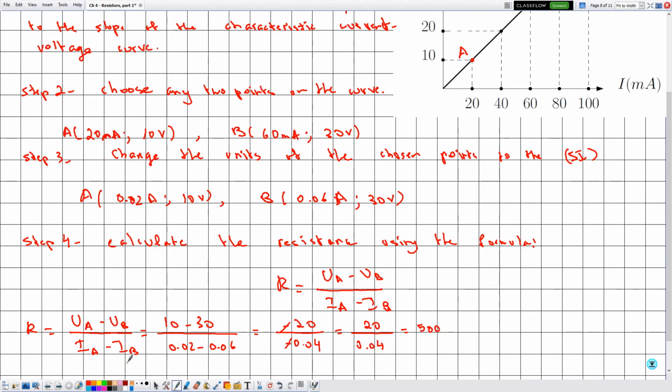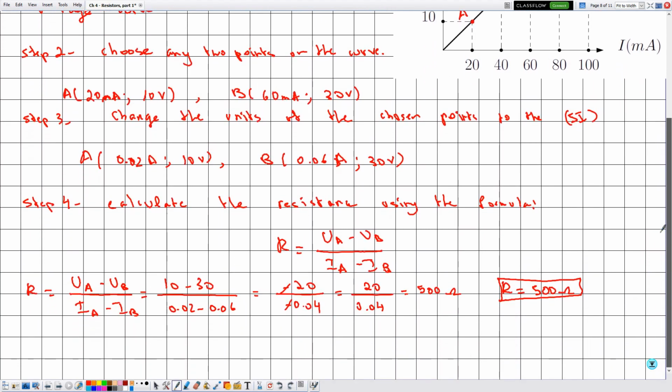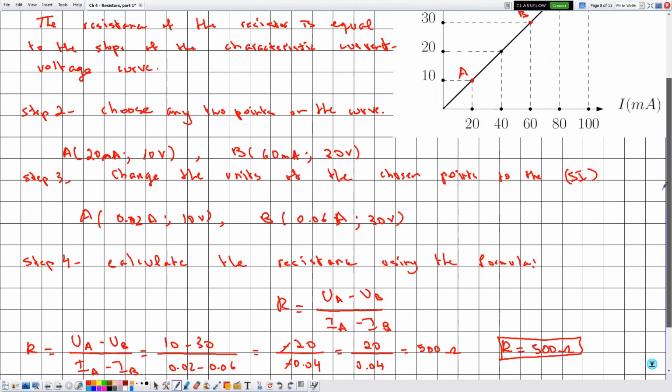And here, because everything is in the SI, the unit of R is given by ohms. Then R is equal to 500 ohms. Always the resistance must be a positive quantity. Now, using this method, referring to the curve, we can calculate the resistance of a given resistor.